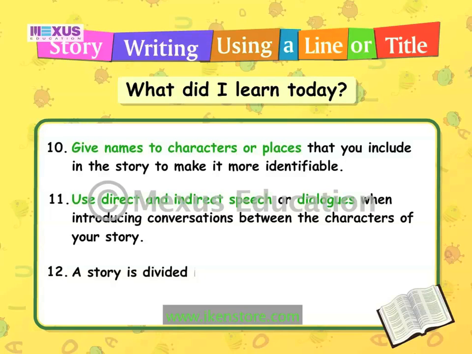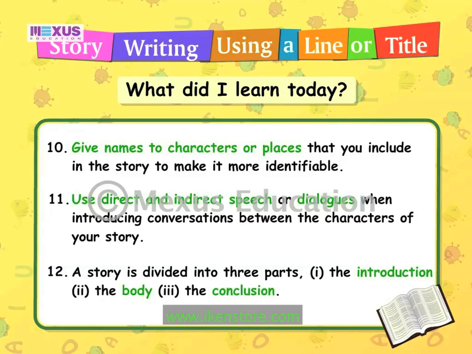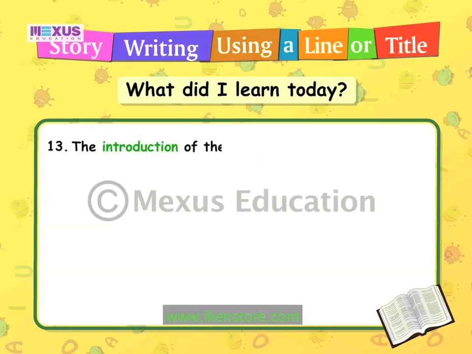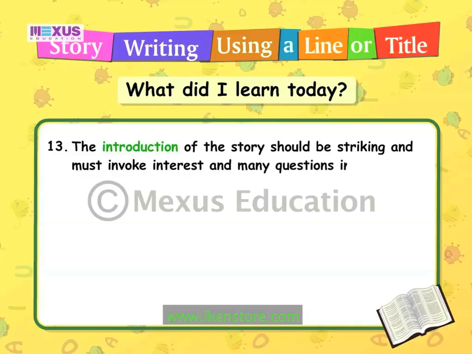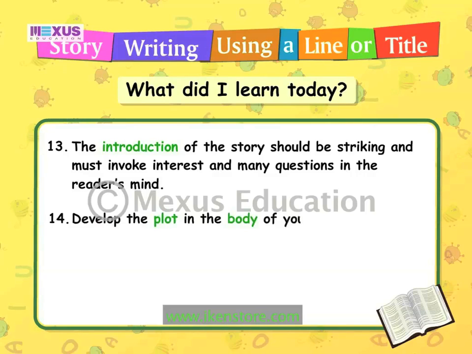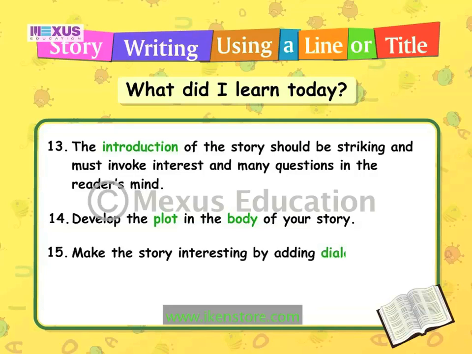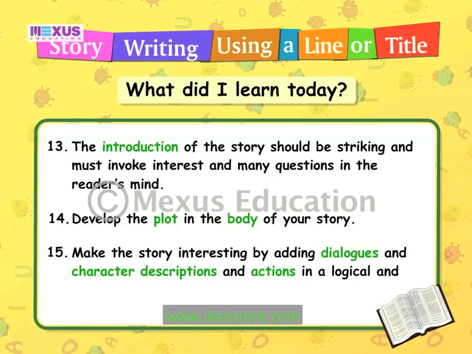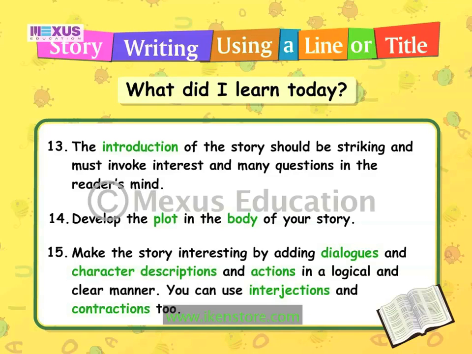A story is divided into 3 parts: the introduction, the body, the conclusion. The introduction of the story should be striking and must evoke interest and many questions in the reader's mind. Develop the plot in the body of your story. Make the story interesting by adding dialogues and character descriptions and actions in a logical and clear manner. You can use interjections and contractions too.